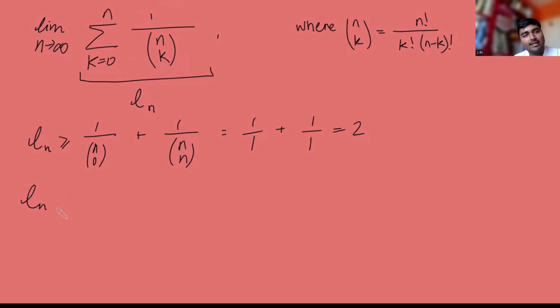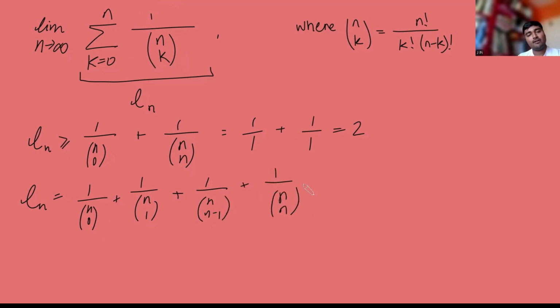So for Ln, instead of just taking out the first term and the last term, I'm going to take out the first two terms and the last two terms. So this is going to be 1 over n choose 0 plus 1 over n choose 1 plus 1 over n choose n minus 1 plus 1 over n choose n. I've taken out the first two and the last two, and let me add on everything else here. So that's the sum from k equals 2 to n minus 2 of 1 over n choose k. I guess this is assuming n is at least 2, but since n is tending to infinity, we can assume that.